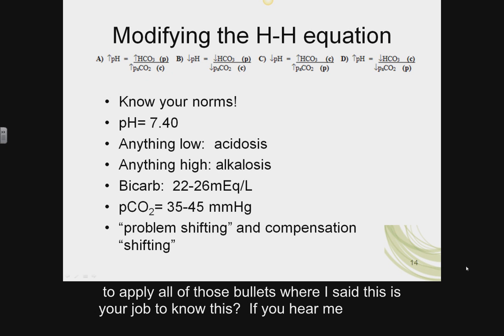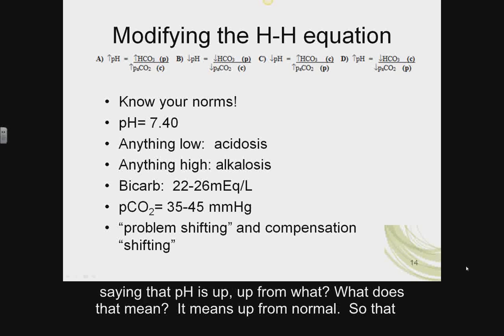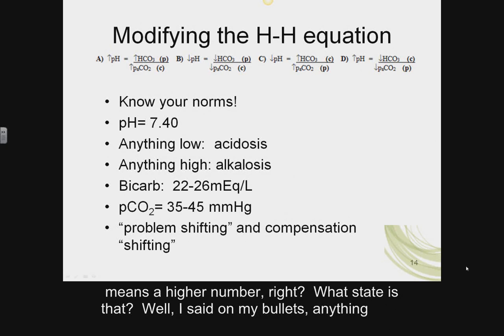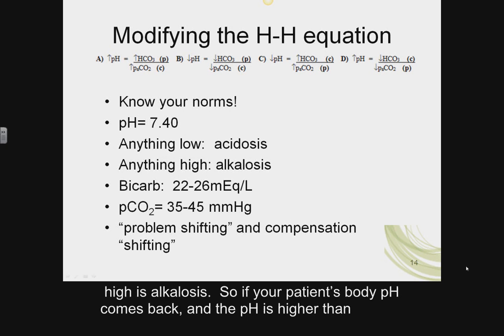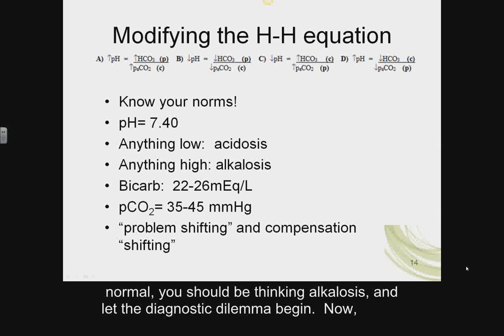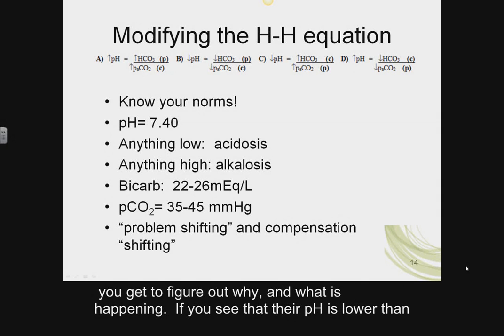Okay, how are we going to apply all of those bullets where I said this is your job to know this and this and this? If you hear me saying that pH is up from what? What does that mean? It means up from normal. So that means a higher number, right? What state is that? Well, I said on my bullets, anything high is alkalosis. So if your patient's body pH comes back and the pH is higher than normal, you should be thinking alkalosis, and let the diagnostic dilemma begin. Now you get to figure out why and what is happening.